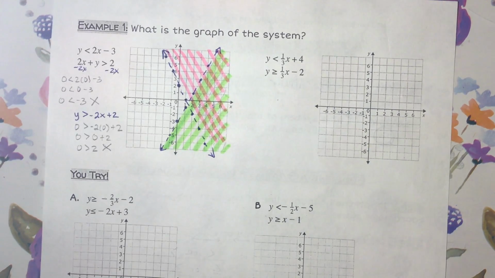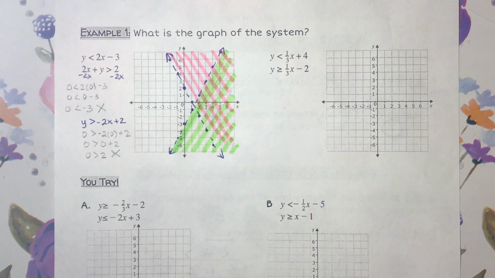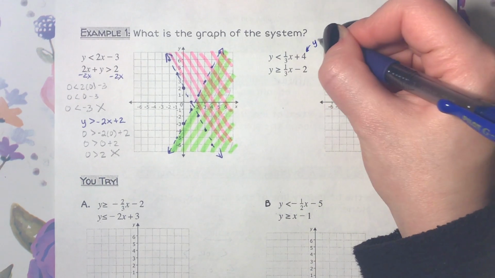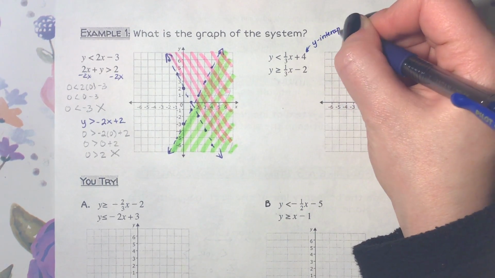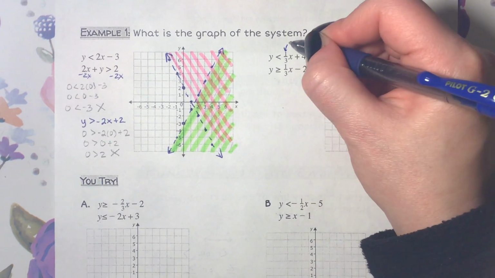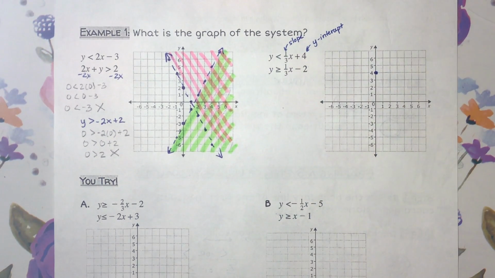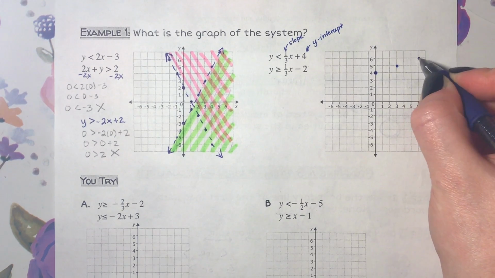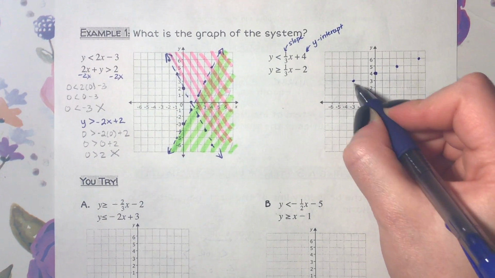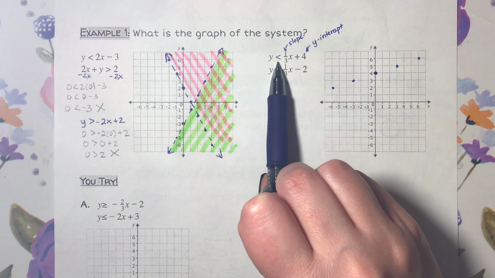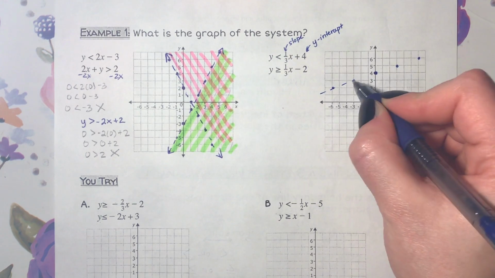Let's do that again. So I have my two inequalities. They're both in slope-intercept form, so I can start graphing. The first one, my y-intercept is 4, so I'm going to go up to 4. And then my slope is 1/3, so I'm going to go up 1 over 3, or down 1 to the left 3. Because there is no line underneath, it's going to be dashed.